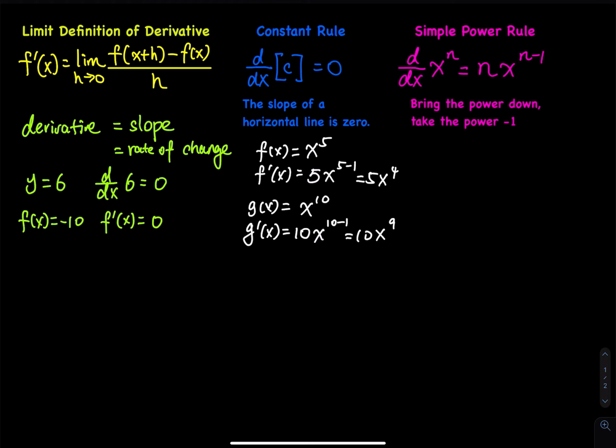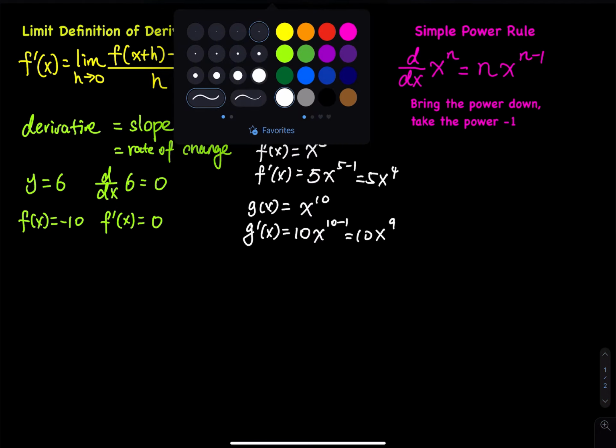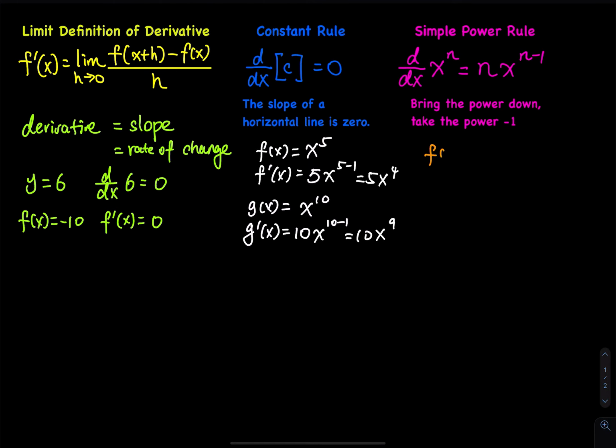Okay, you might ask me, hey, how about fractions? So let's switch to another color. Let's say we have f of x equals x to the 1/2. So what about f prime? f prime of x, another way to think about this, is the derivative of x to the 1/2 with respect to x.